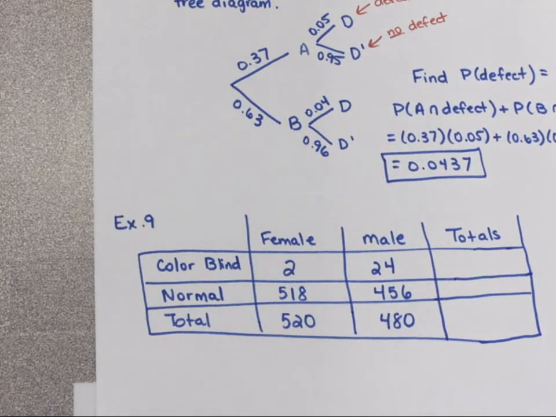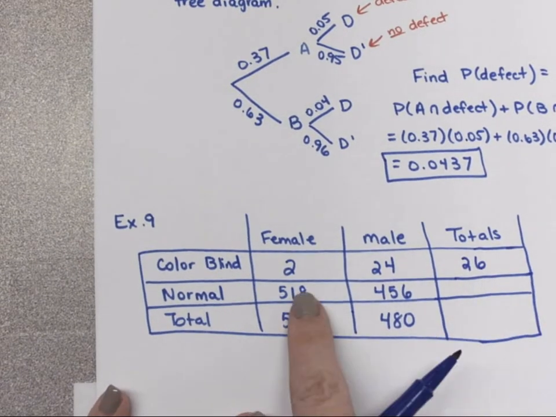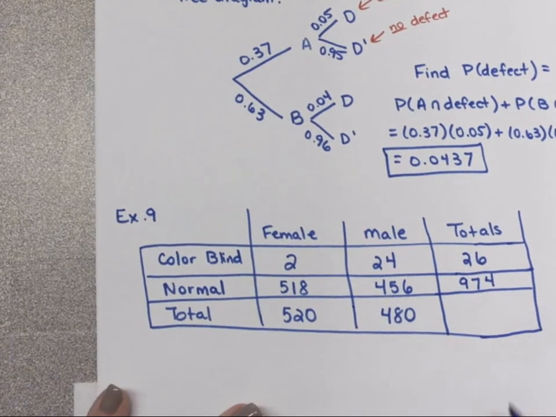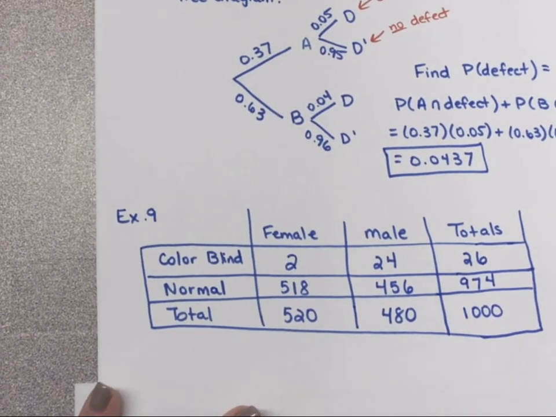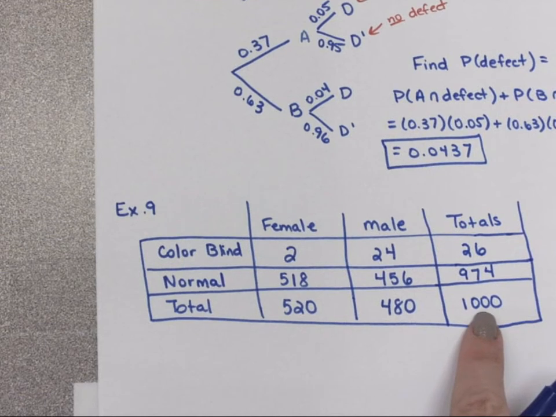So then let's do the totals the other way. How many total colorblind people in the study were there? 26, right? And if you add these two with your calculator, you'll get 974. And then what goes here is the same thing that you get vertically for the total and horizontally for the total. So what does this overall total of 1,000 people mean? How many people were we obviously surveying? 1,000 people. Okay.